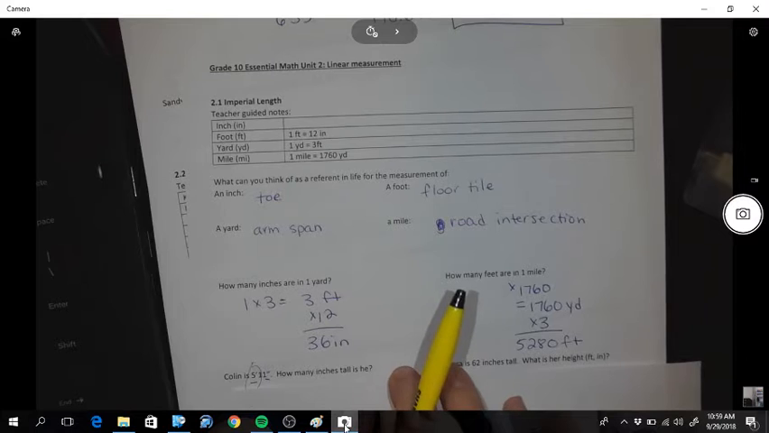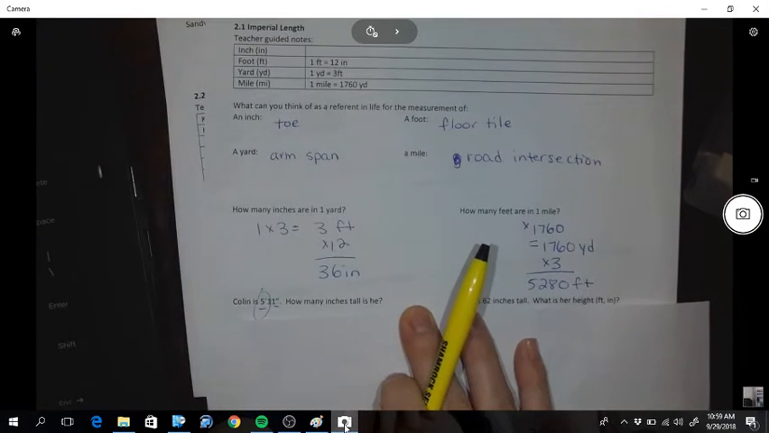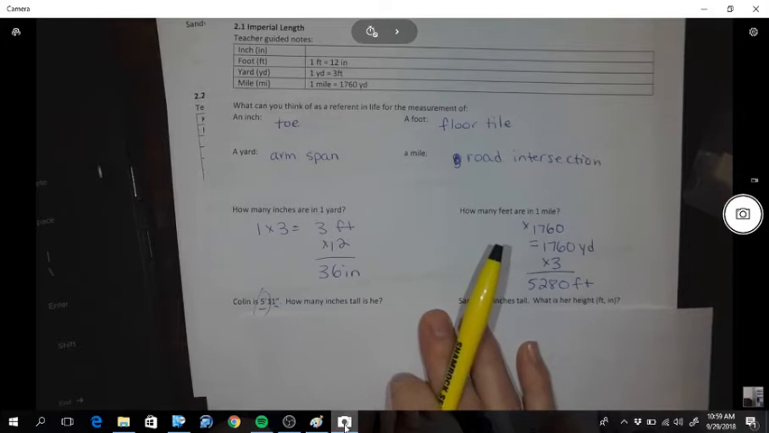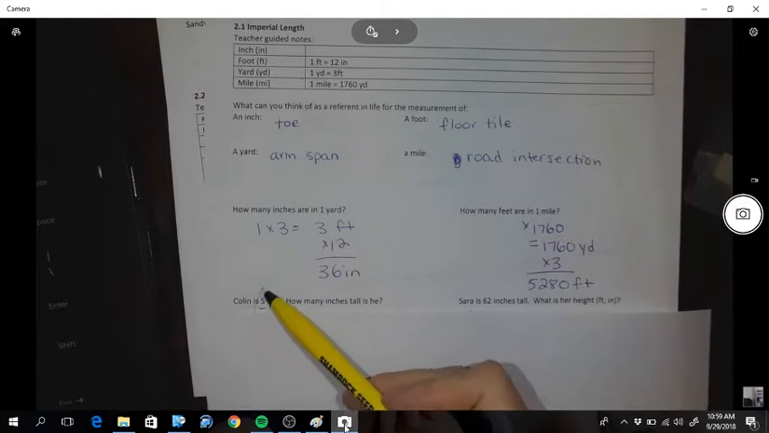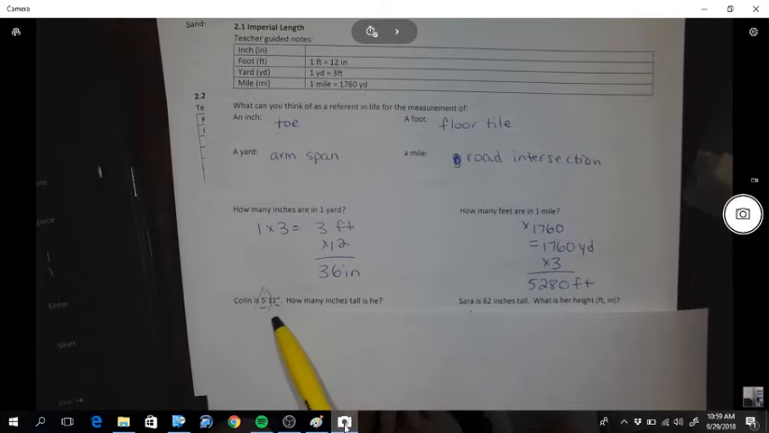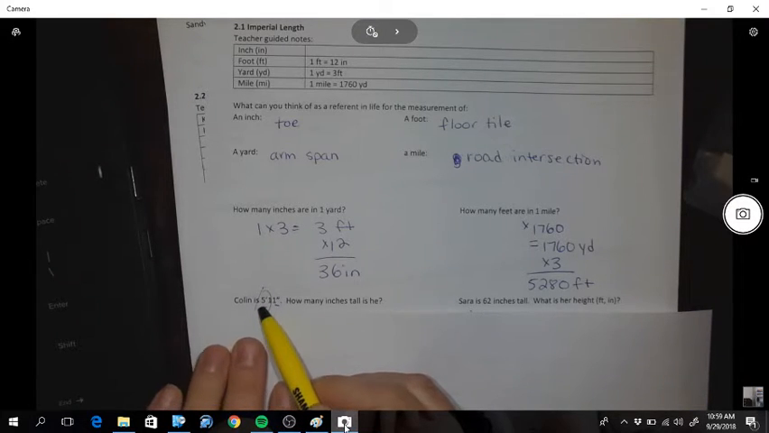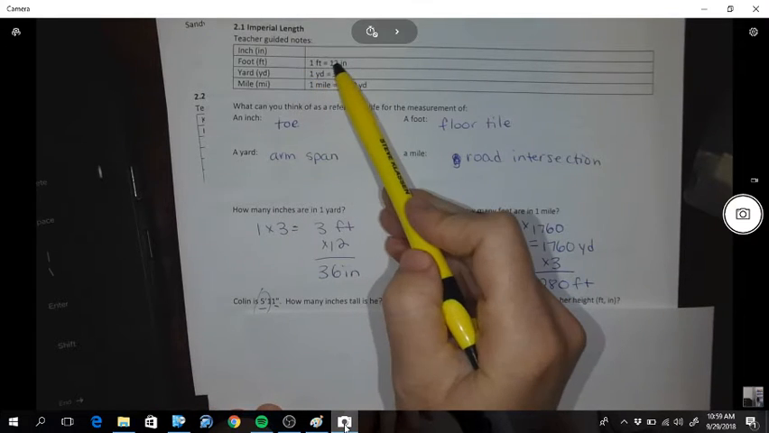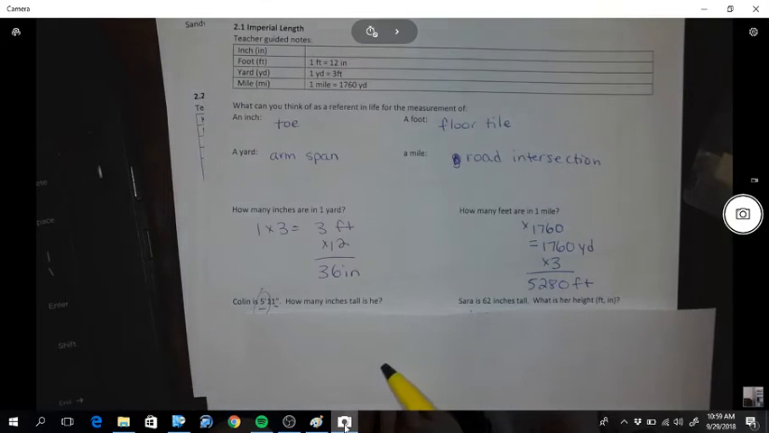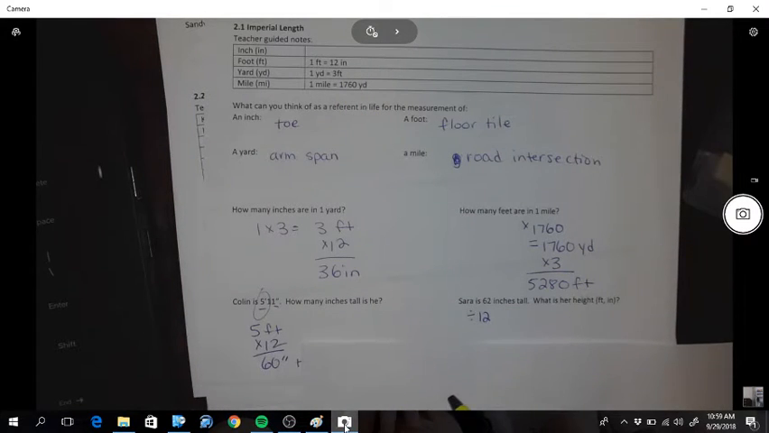Okay, the next one on the bottom. Colin is 5'11". How many inches tall is he? Okay, so we cannot do this as one because feet and inches are separate measurements. So I have to take this 5 and consider it as 5 feet. So I'm going to go up to the top and I'm in feet and I want to go to inches. So I'm going to times that by 12. So 5 times 12 is 60. Then I have to consider the 11 inches as an additional. So I add 11 and his total is 71 inches.